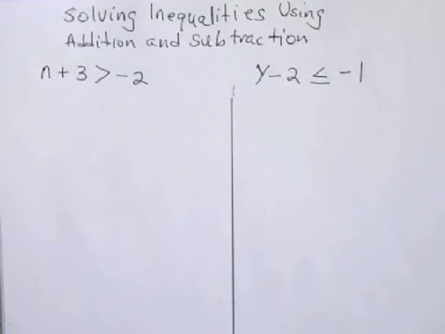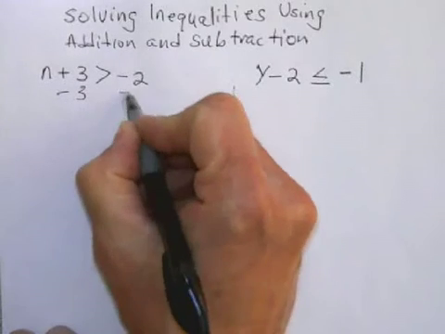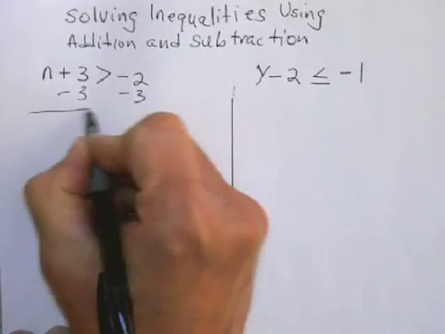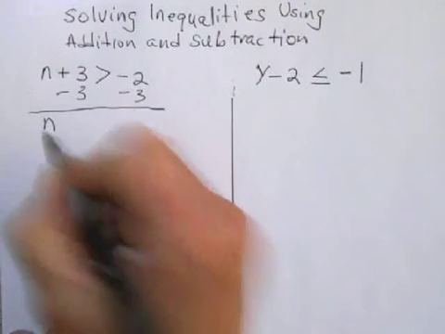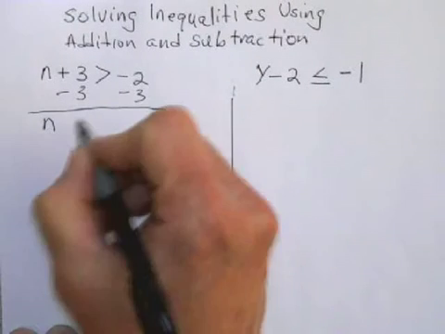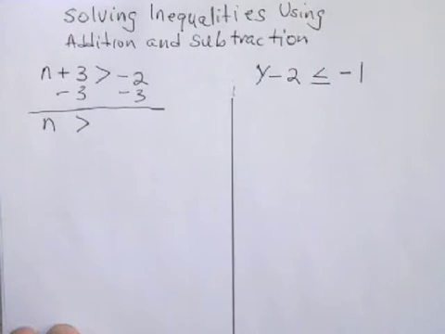All right, our first one is n plus 3 is greater than negative 2. We need to isolate n just like we would if we were solving an equation. So we're going to subtract 3 from both sides. 3 minus 3, of course, would be 0, and that gives us n isolated by itself. And we have to bring down our greater than symbol at this point.